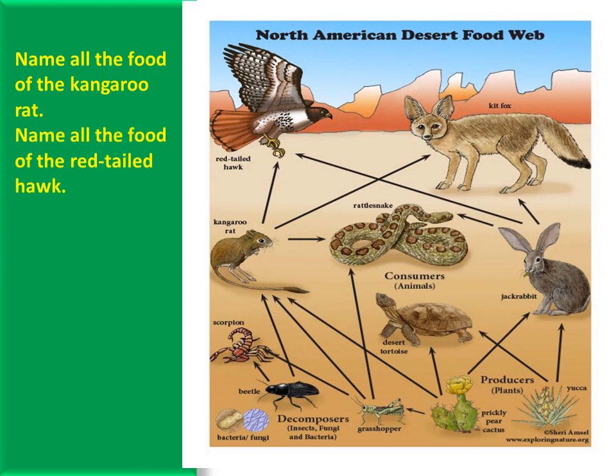Now name all the food of the red-tailed hawk. Again, look at the arrows, all the arrows that are coming to the red-tailed hawk, and go backward. Okay? So it eats the rabbit, jackrabbit, the kangaroo rat.